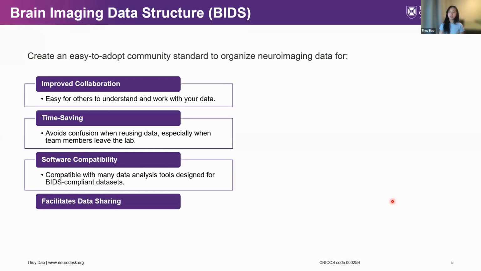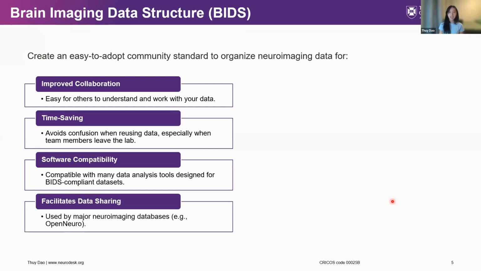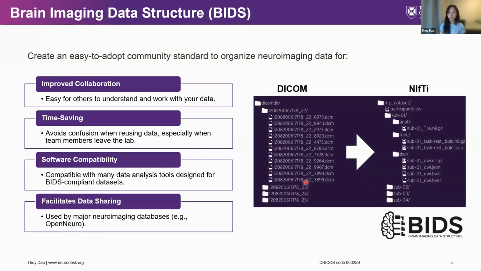Major neuroimaging databases like OpenNeuro require data to be in BIDS structure for uploading. So this standardization will speed up the process of curating your data for public sharing, and that would also meet the growing expectation of open science and reproducibility. And here's an example of how it is restructured from a DICOM folder into NIfTI in BIDS structure.